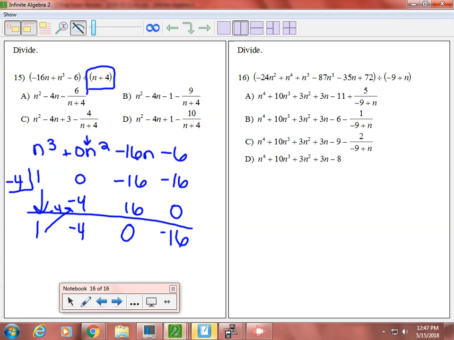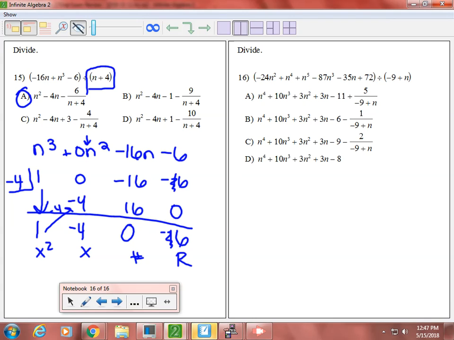This is a negative 6, not a negative 16. Sorry. So I have remainder, number, x, and x squared. So I have 1x squared minus 4x. And then my remainder is this negative 6. So that gives me letter A.